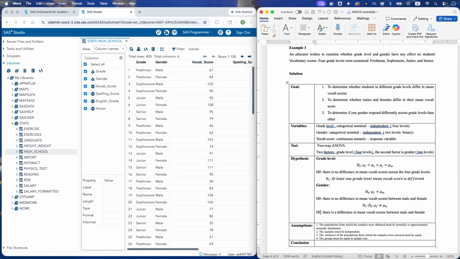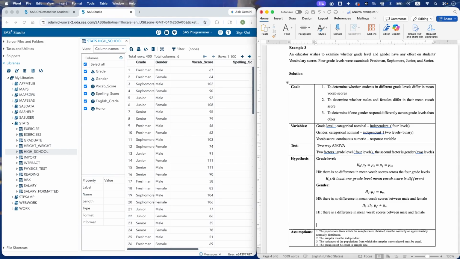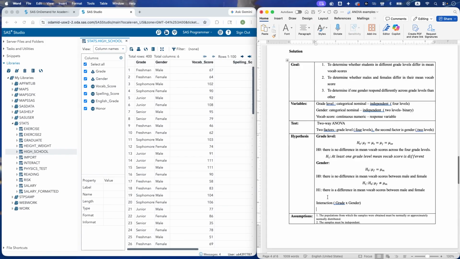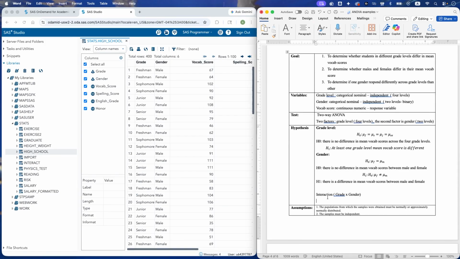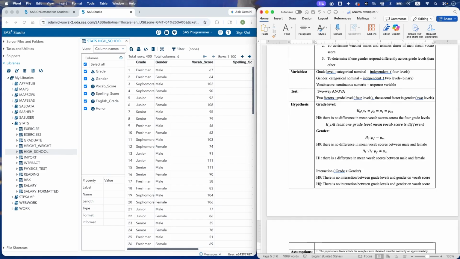The third hypothesis, which is the new one, is where we are studying the interaction term, which is the grade level. Let's call it interaction: grade times gender. And we are going to interpret the results. What is the null hypothesis? The null hypothesis is that there is no interaction between grade levels and gender on vocab score. This is the default scenario. However, for the alternative hypothesis, there is an interaction between grade levels and gender on vocab score.